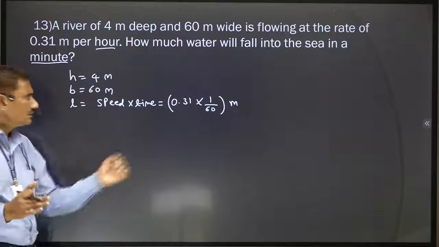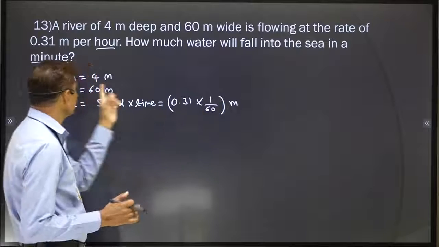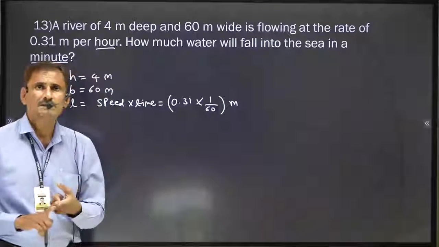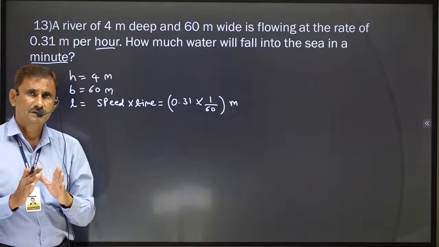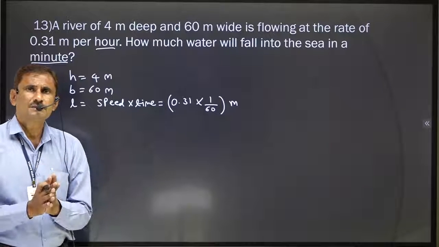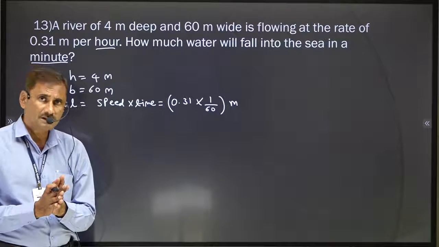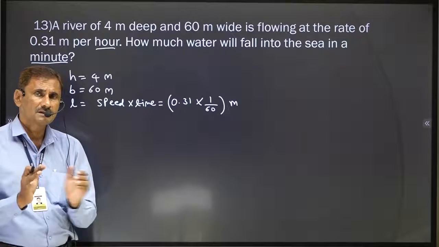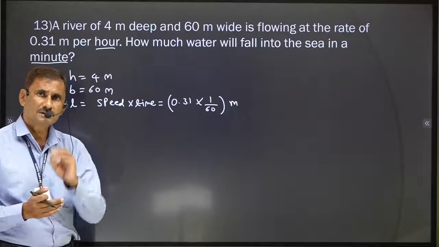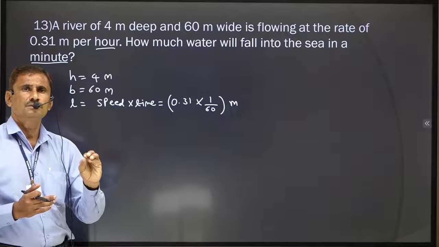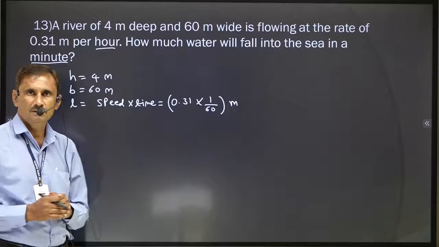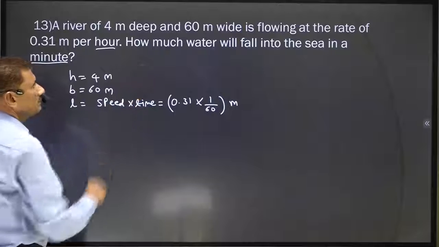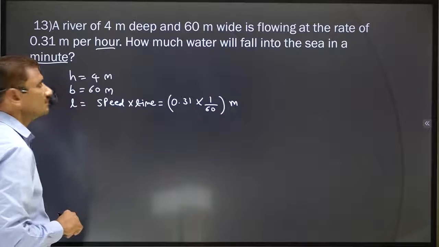Now just find, don't calculate, because 60 is already here, so it will cancel out. Okay, so be careful whenever you are doing calculation. Not instantly just multiply all the numbers, just wait. If they are being cancelled in the next step, then just wait. And if you know that they are not cancelling, then you can multiply. Okay, so now you can find how much water will fall into the sea in a minute.